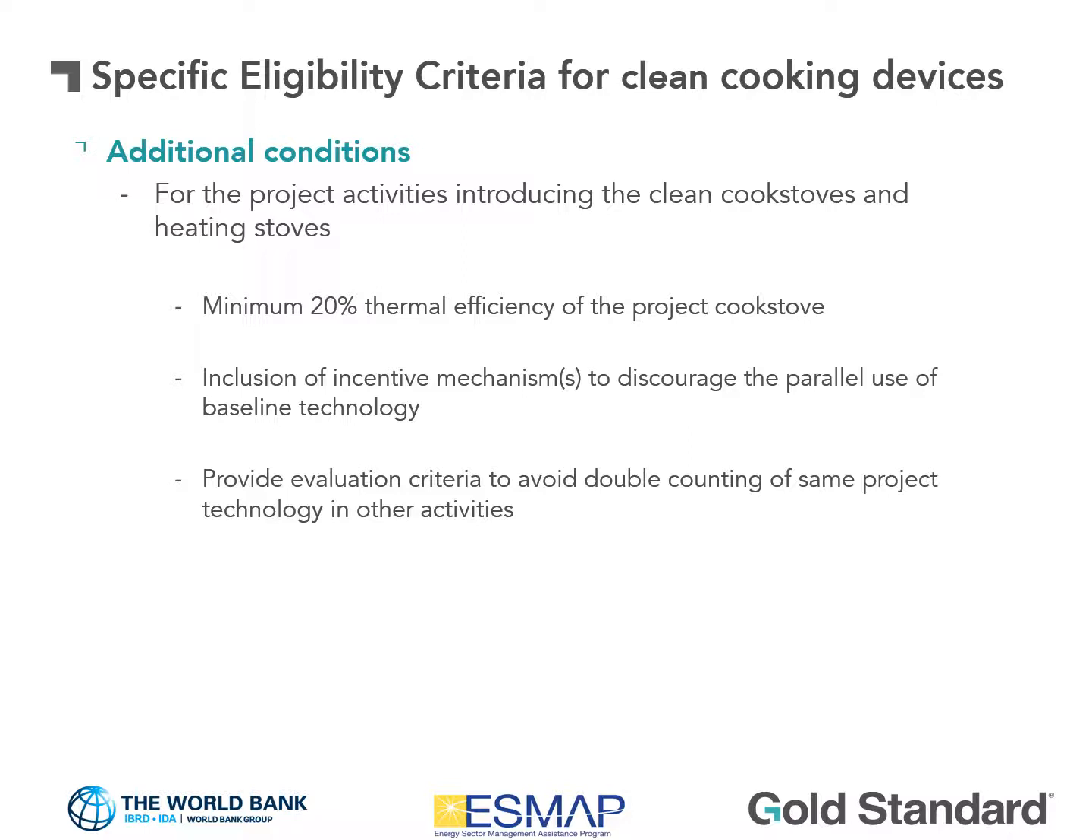Finally, evaluation criteria to avoid double counting of the same project technology in other activities must also be included. For example, unique identification numbers, for example, stove serial numbers, retail invoice numbers, and cross-checking with other carbon offset ADALY projects or programs within the same project boundary must happen to ensure that the same device is not being credited twice.